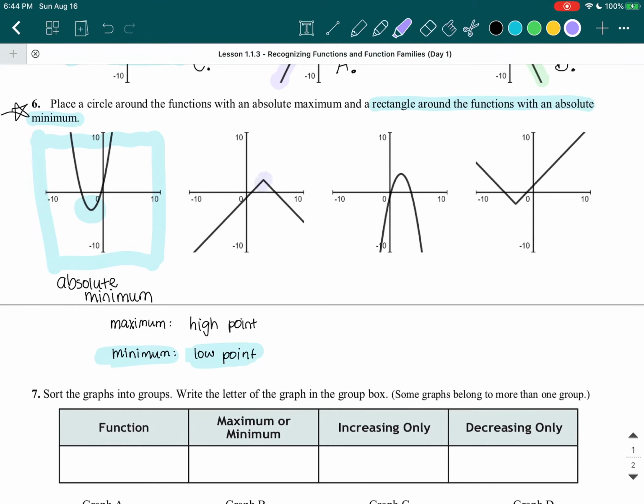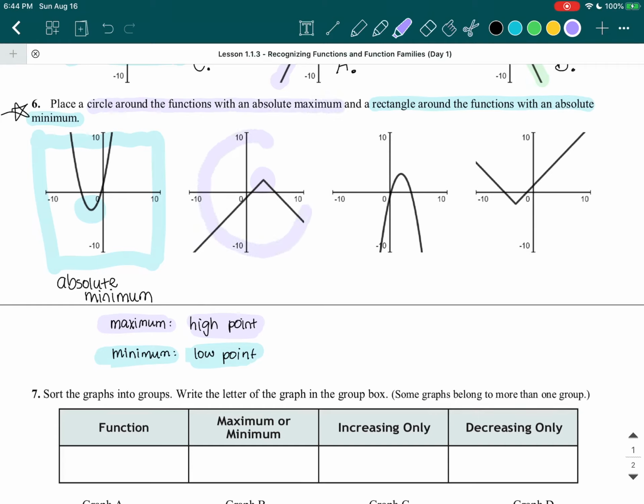So where's the bendy point of this graph? The bendy point of the graph is right here. And to me, this point, it's a tall point, it's a high point. It's taller than the other points in our graph. So since it's a high point, that means it's a maximum. And so we want to put a circle around the functions with an absolute maximum.